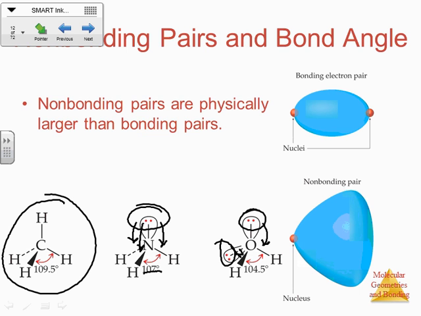Okay, so what you really need to know is the bond angles of the major geometries, and then you need to know how the non-bonding pairs, the lone pairs, are going to change that bond angle just a little bit. Okay.